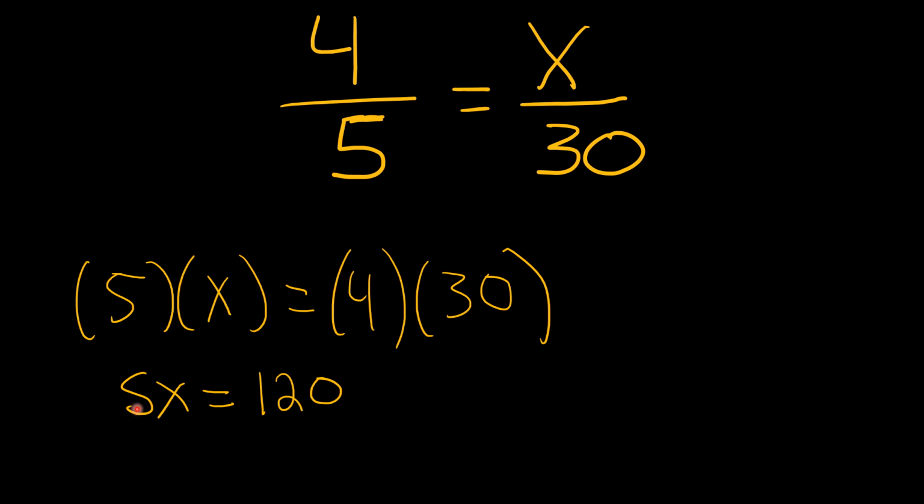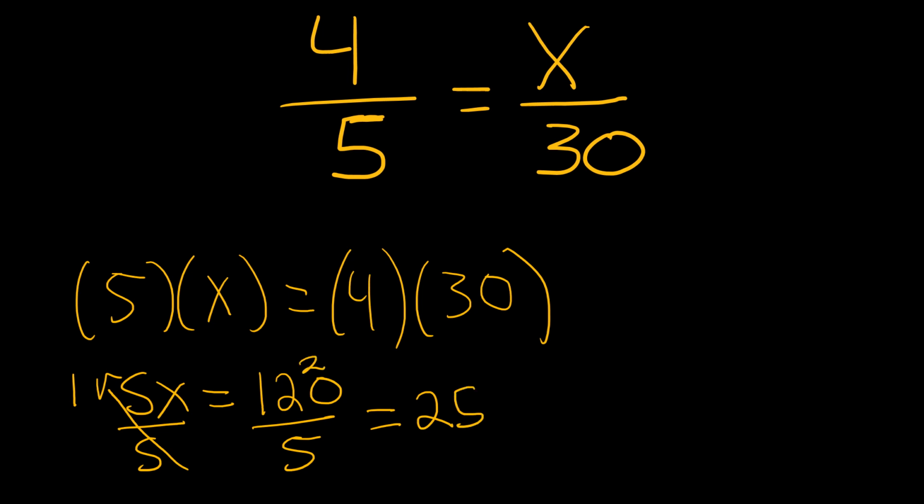So now, 5 is being multiplied by x, so we're going to have to do the opposite, which is divide by 5. We're going to divide both sides by 5. When we divide 5 by 5, we're just going to get 1. And when we divide 120 by 5, 5 goes into 12 2 times, with 2 left over. 5 goes into 20 4 times, so it'll be 24. Therefore, x would equal 24.